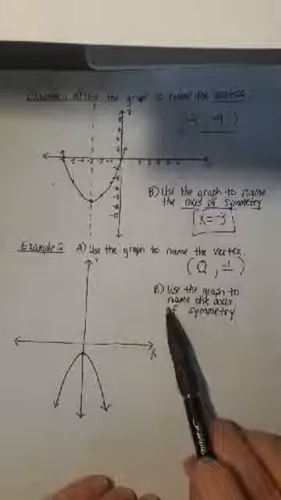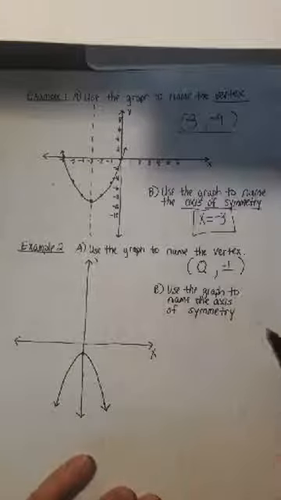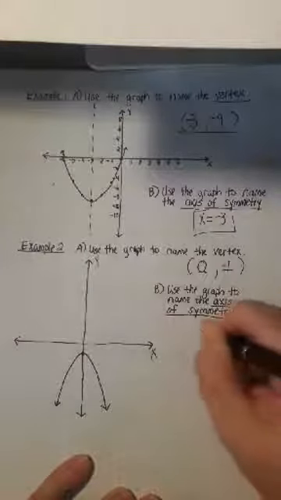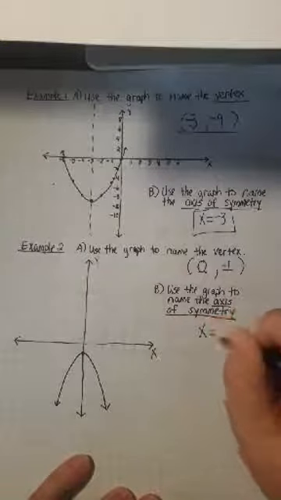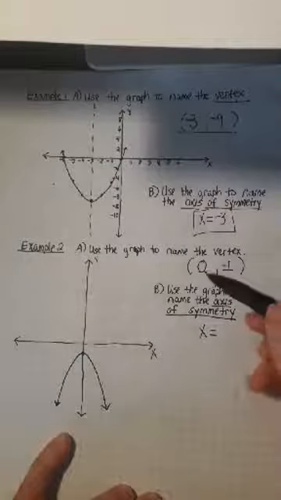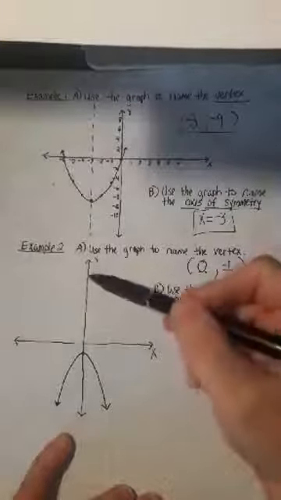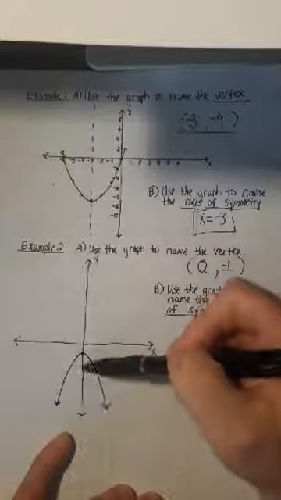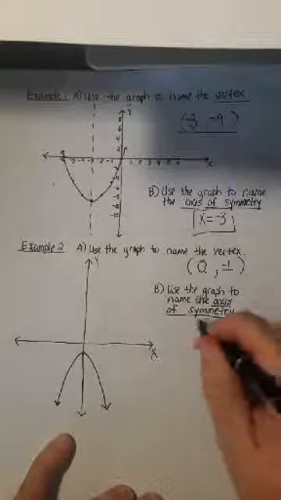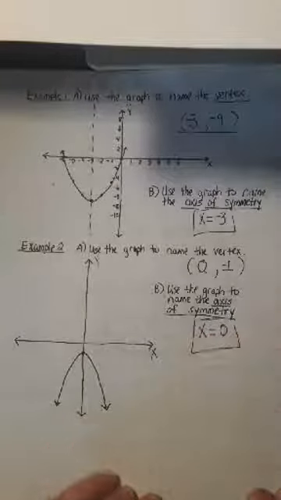Alright, then it says use the graph to name the axis of symmetry. Remember, the axis of symmetry has to be in equation form, and you have to type it in, x equals. And then it's just going to be the x coordinate that's in your vertex, which is the 0 of this coordinate right here. So x equals 0. And that is your answer.